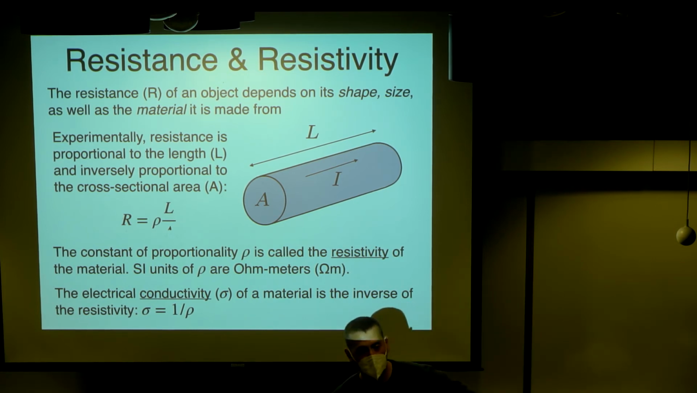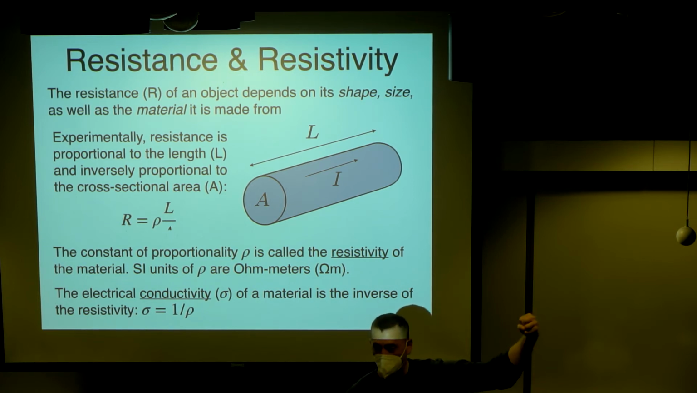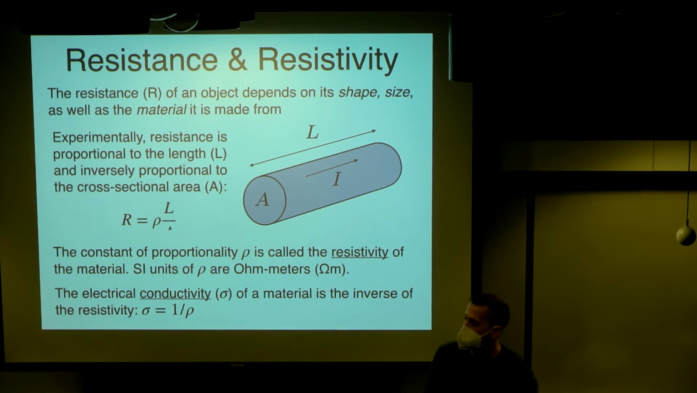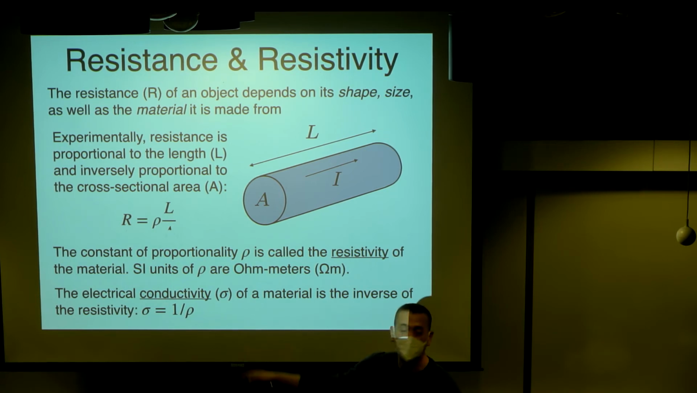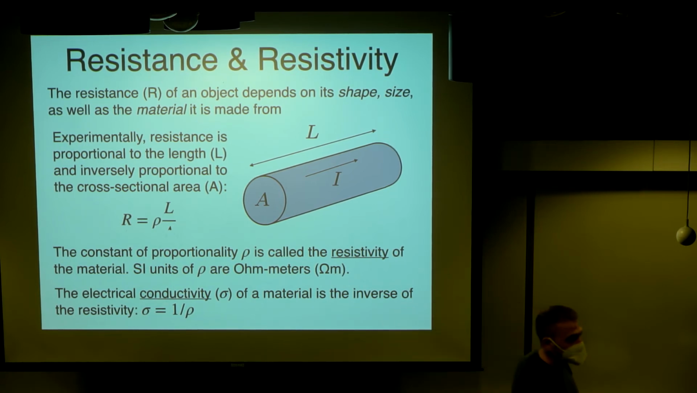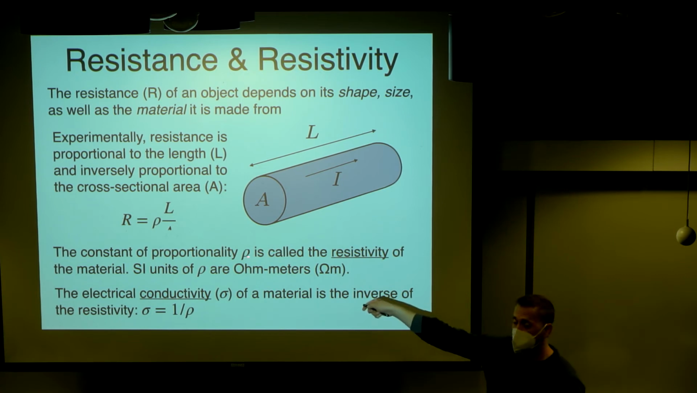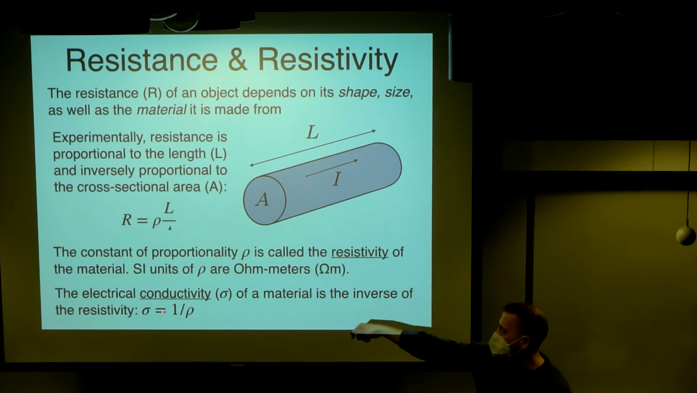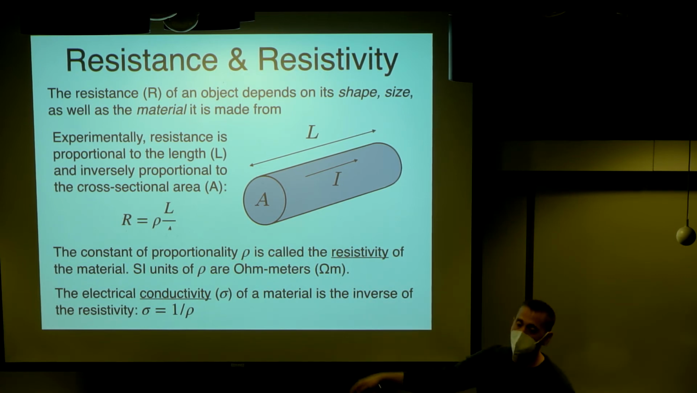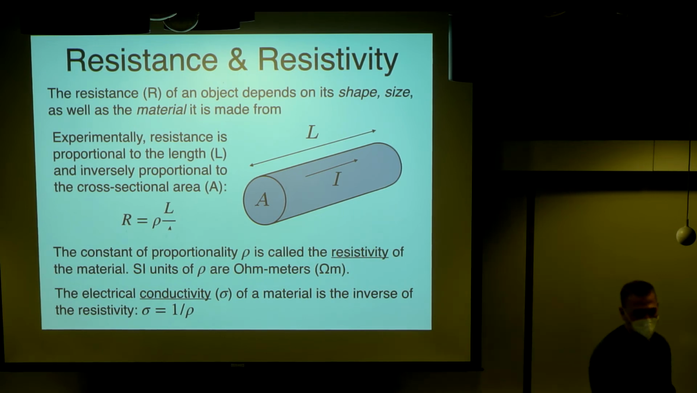So a large value of rho means you get a very large resistance if you use that particular material. If rho is the inverse of sigma, that means for a large value of rho, you have a very small value of the conductivity. That just means it doesn't conduct electricity very well. If you have a small resistivity, on the other hand, then you have a very large conductivity. And that type of material does conduct electricity very well. So that's the idea behind these two things.